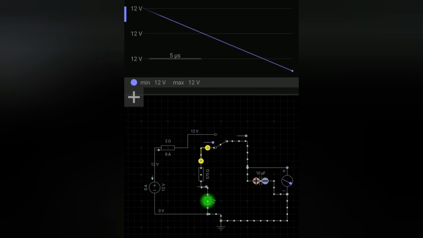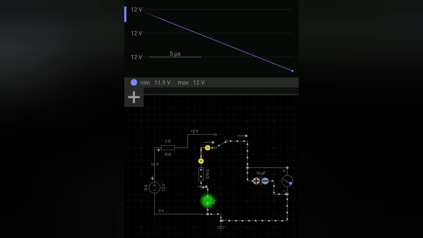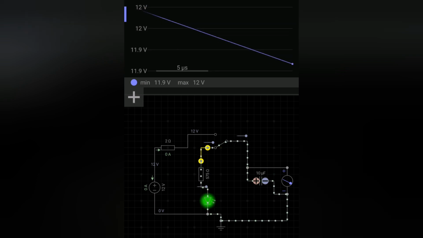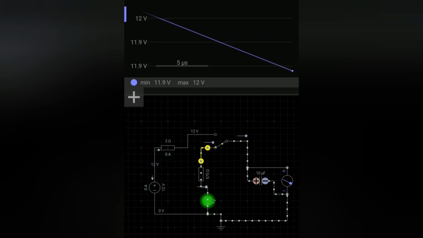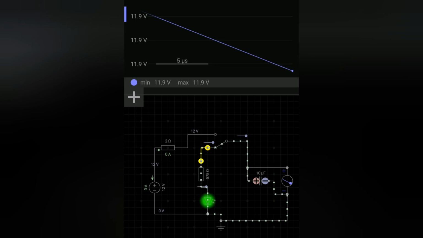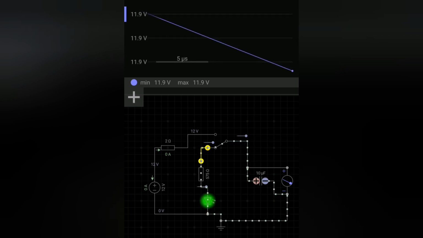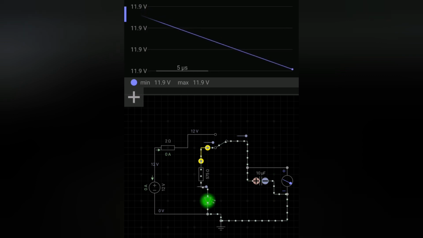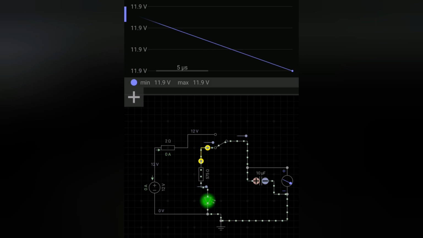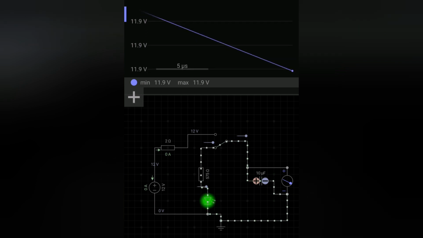In this circuit I have connected one LED and a selector switch. Using this selector switch we can disconnect the capacitor from the voltage source and change over to the LED. Now we can see that the capacitor is connected to the LED and disconnected from the voltage source. So the LED is glowing from the voltage of the capacitor, and the capacitor is discharging through the LED.